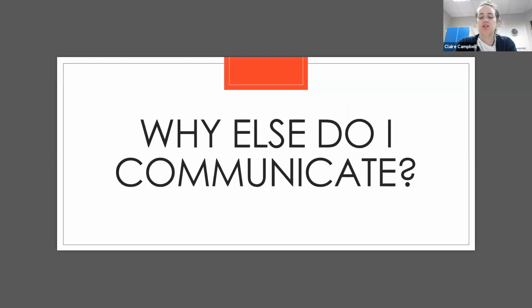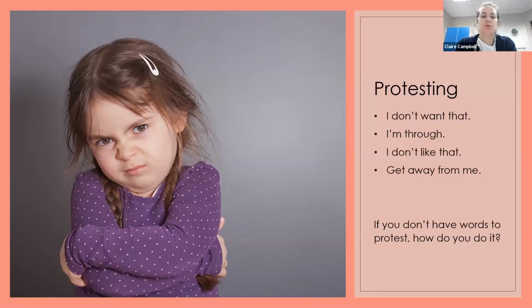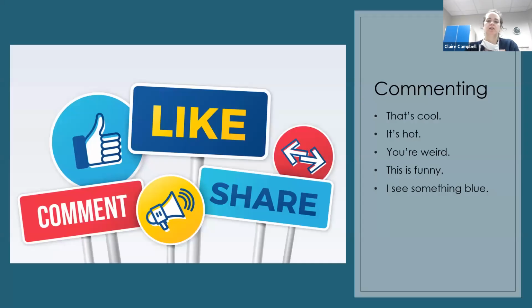What we do with core words is, first and foremost, we talked about needing a way to protest. I don't want that. I'm through. I don't like that. Get away from me. Those sentences are all made completely of core words. And if we don't have words to protest, what do we do? We throw a fit. We scratch our friends. We throw things across the room. So I'm a big advocate of teaching kids how to protest early and watching for those signs that they're getting upset and showing them, oh, you can tell me, I don't want it. I don't like it. Stop that.